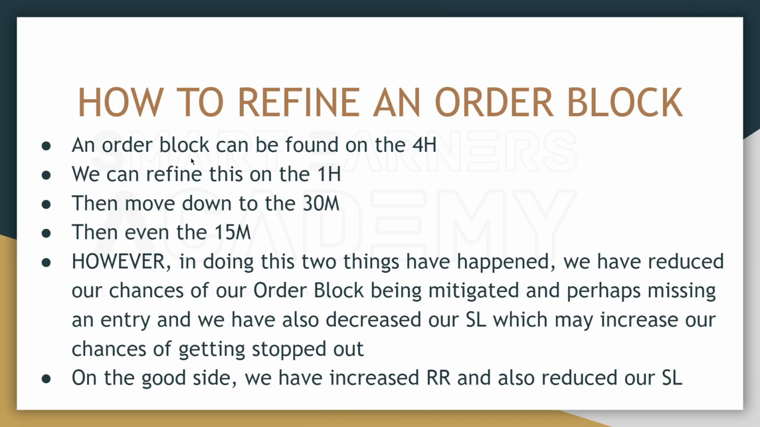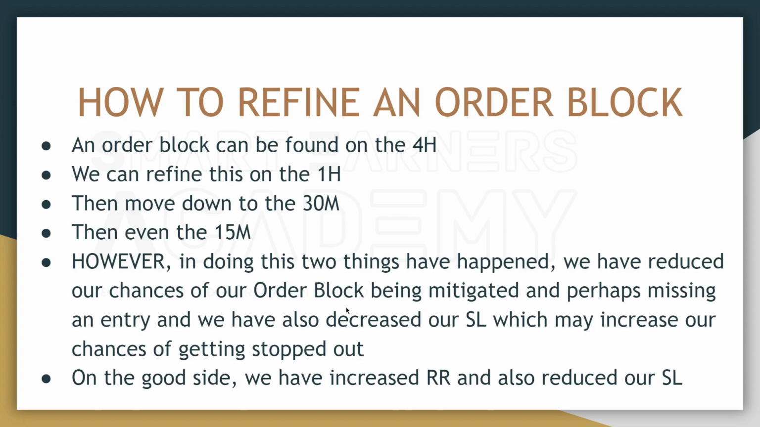So let's just think of an example here. An order block can be found on the 4-hour time frame. We can then refine this same order block on the 1 hour, and then we can move down to the 30-minute. And then we can even go down to the 15-minute and refine this order block, right? So we're making it smaller. And by doing so, we have changed two things, right? We have reduced our chances of the order block being mitigated and perhaps missing an entry. However, we have also decreased the stop loss and we have increased our RR, right?